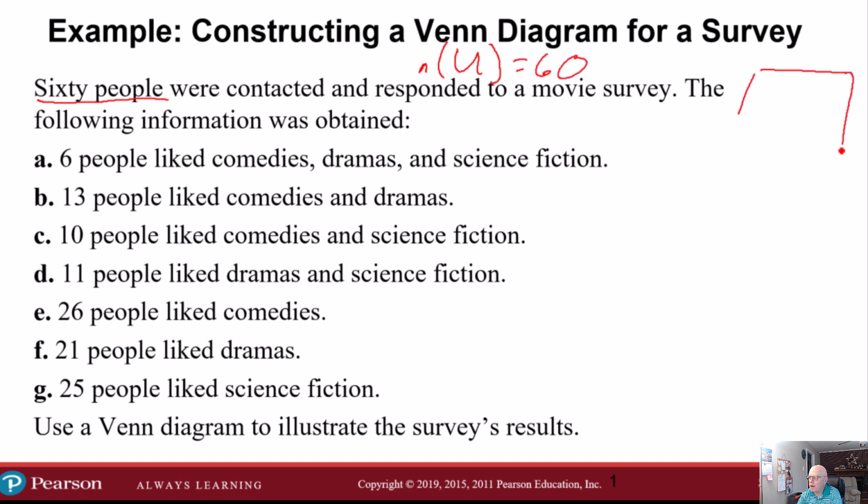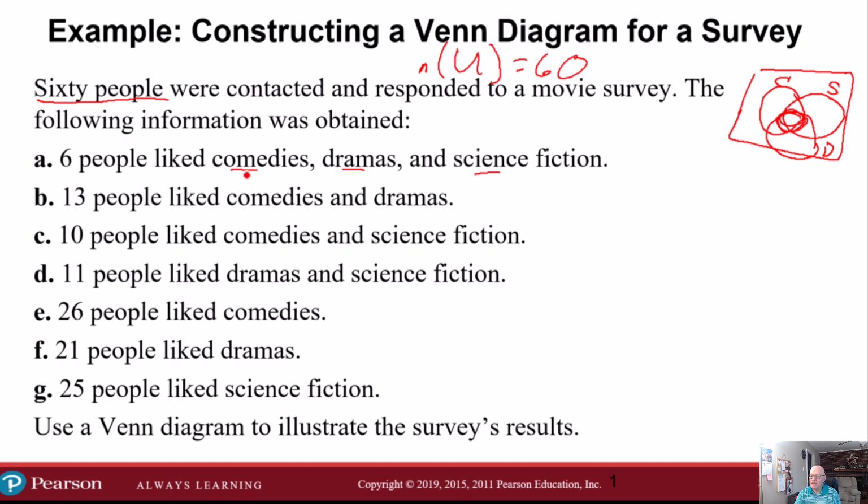You're going to have a Venn diagram, and what you've got is comedies, dramas, and science fiction. So a circle for comedies, a circle for science fiction, and one for the dramas. This might not be the picture that shows up, but it's similar to this. Notice, first of all, you're going to start from the inside out. That's the people that like comedies and science fiction and drama will be this part in here.